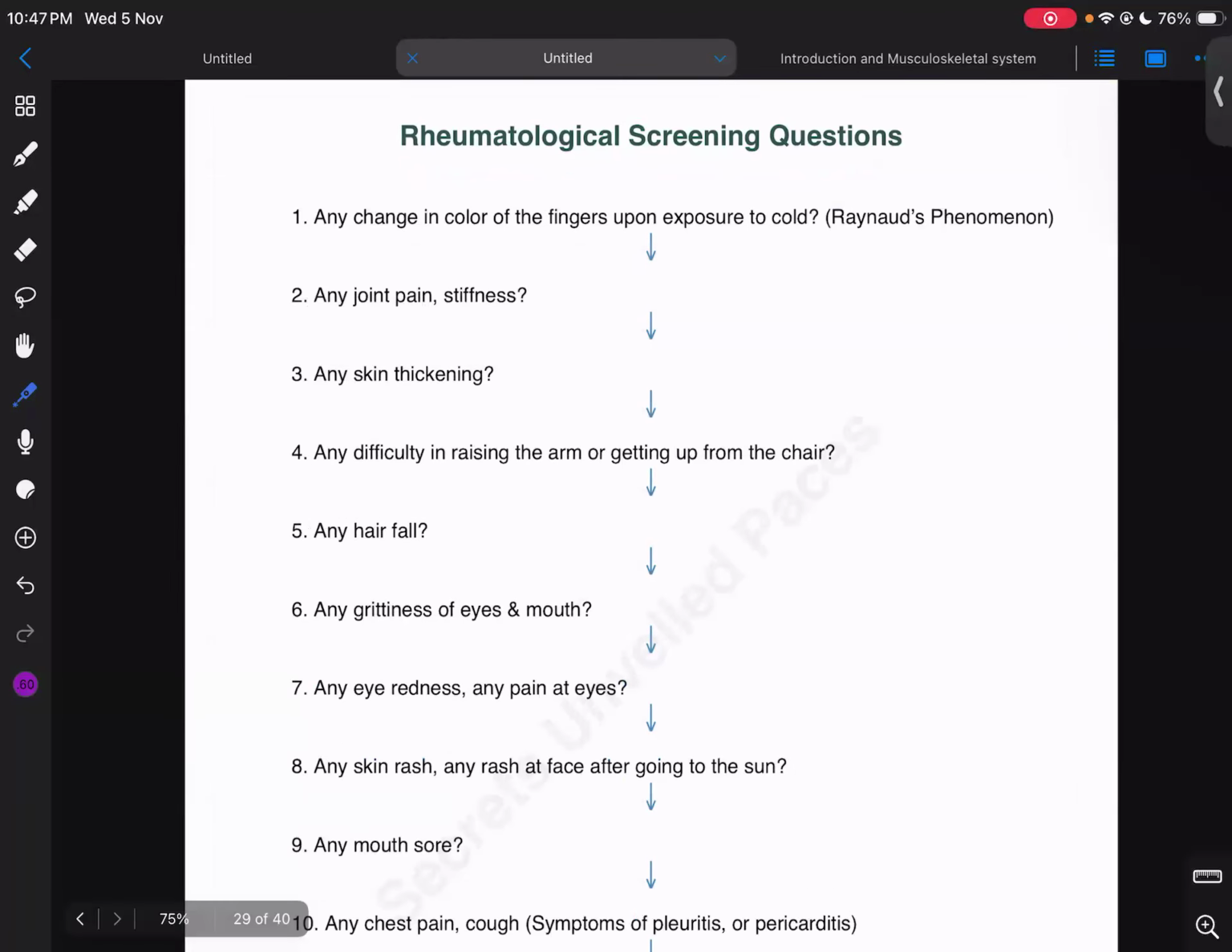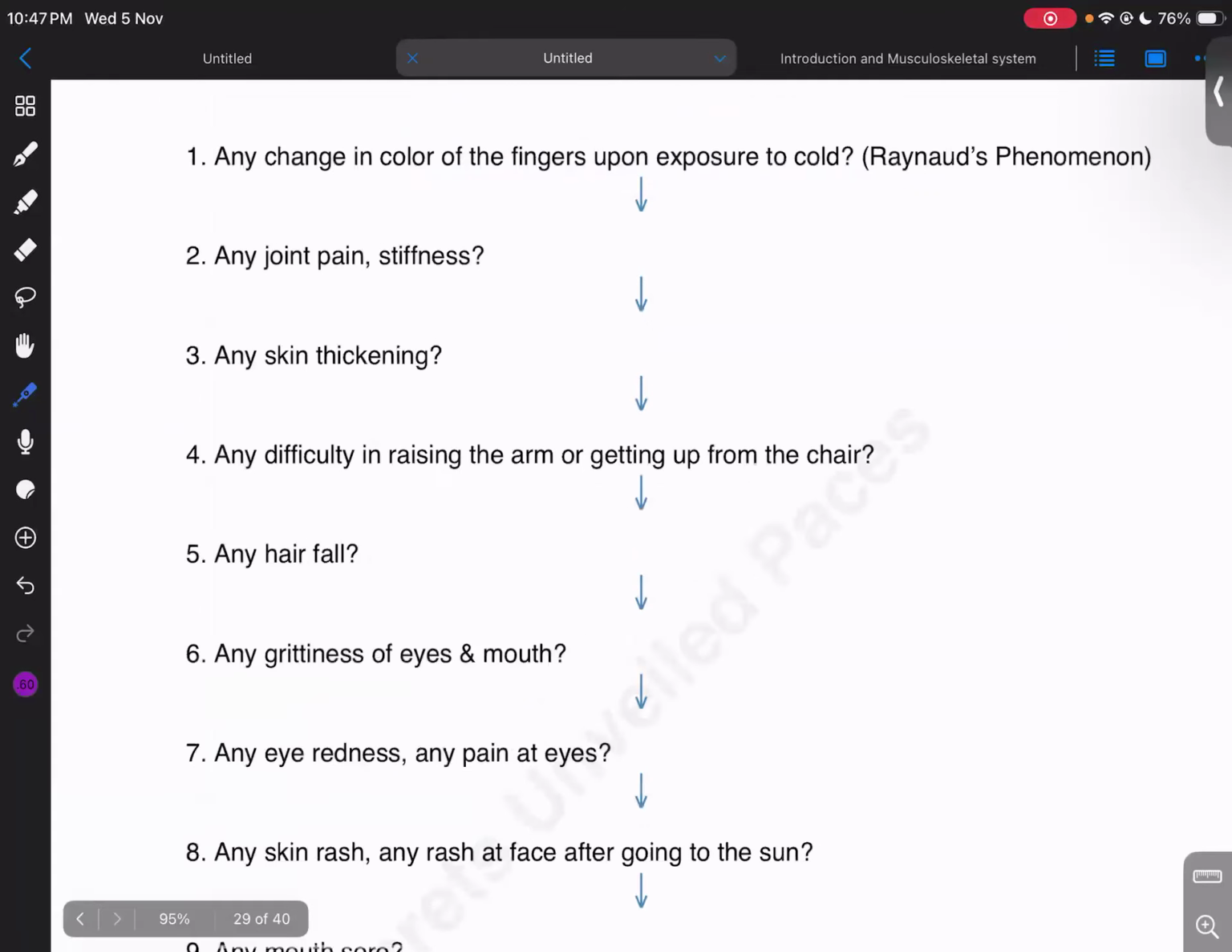Starting from the finger, we have to ask any change in the color of fingers upon exposure to the cold. That is to rule out Raynaud's phenomenon. That can occur in any case of rheumatological disease. Then we have to ask any joint pain and stiffness. We have to ask any skin thickening. That can occur in case of systemic sclerosis.